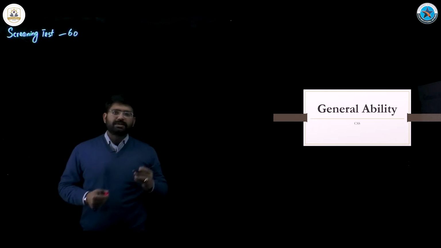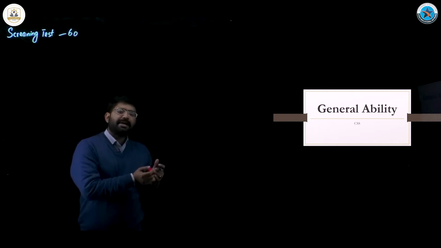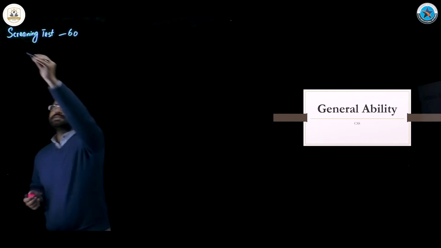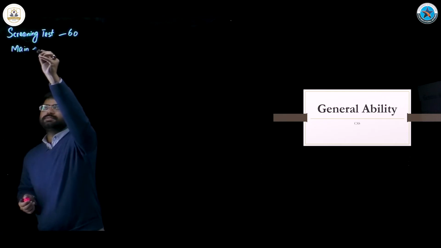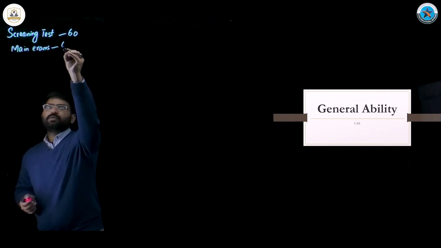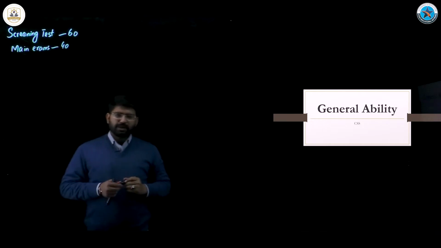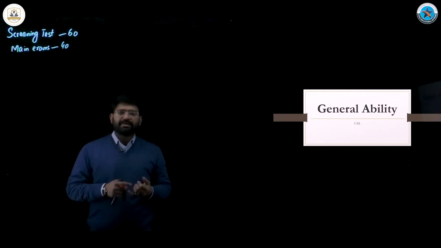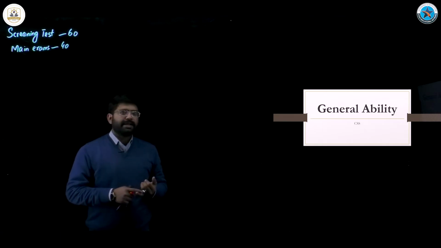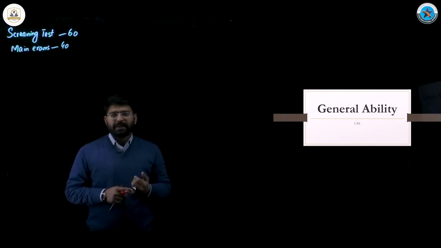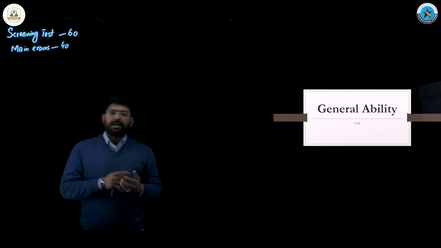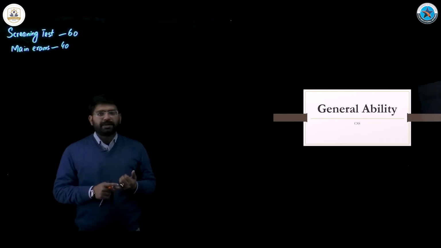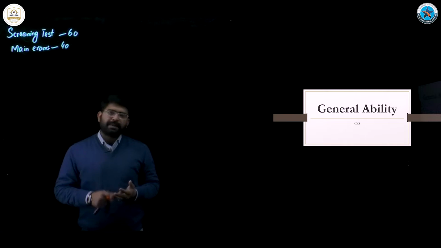Now heading towards the general ability part in the main exams. In the main exams it is of 40 marks. So further in this video we shall be discussing what general ability is and what components it has. One by one I'll be explaining, and at the end I'll explain what strategy you should adopt for the screening test and for the main exams.